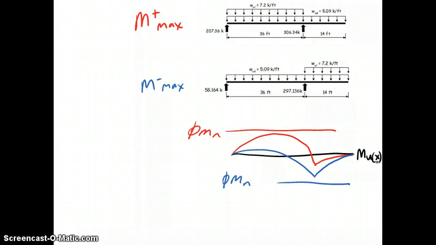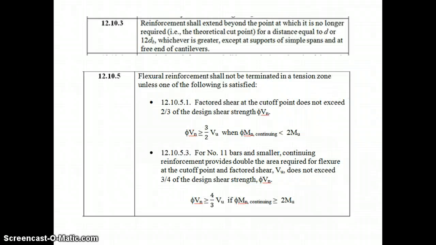So we'll start looking at sections of the ACI code to determine where we can cut off these bars. We'll first look at section 12.10.3, which says reinforcement shall extend beyond the point at which it's no longer required, or the theoretical cutoff point, for a distance equal to d or 12 db, whichever is greater. So that's how we determine the first possible cutoff points for our continuing steel, or the weaker cross section on both the positive side and negative side.